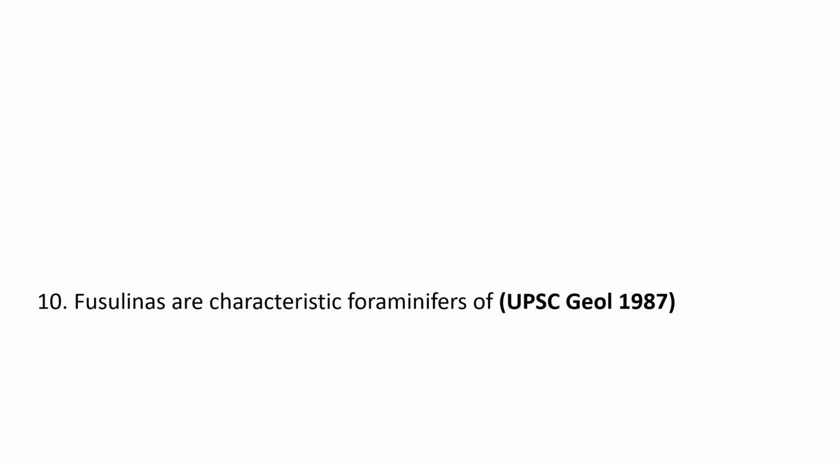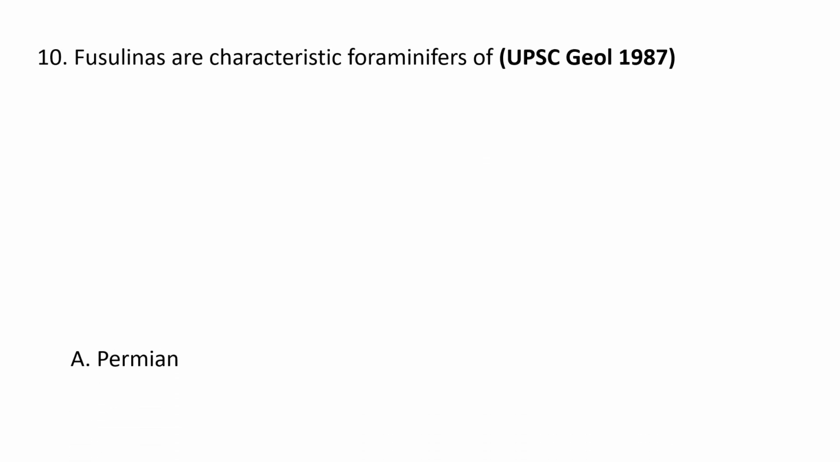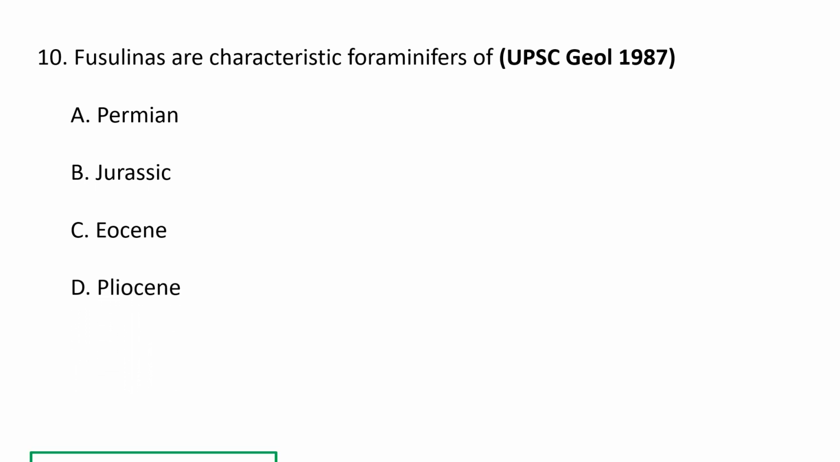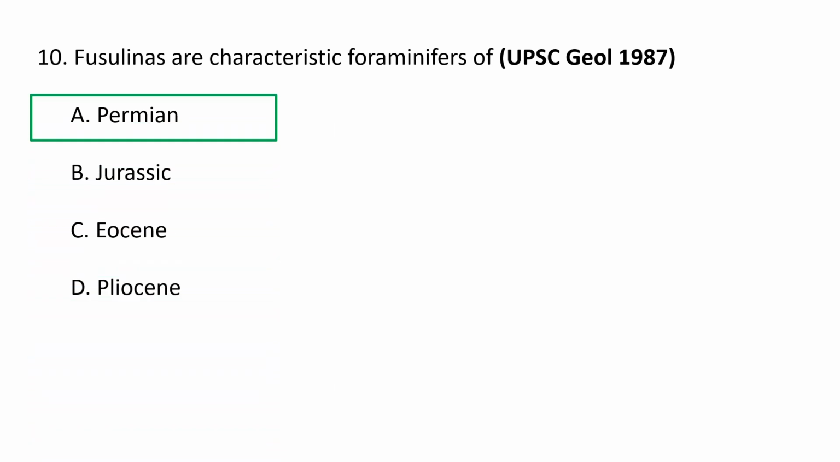Next question. Fusulinids are characteristic foraminifers of A. Permian, B. Jurassic, C. Eocene, D. Pliocene. Fusulinids are the characteristic foraminifera of the Permian. Fusulina is a genus of extinct fusulinid foraminifer. These are single-celled animals with a hard, complex-structured shell, found as fossils in Permian marine rocks. So A. Permian is the correct answer. Next question.